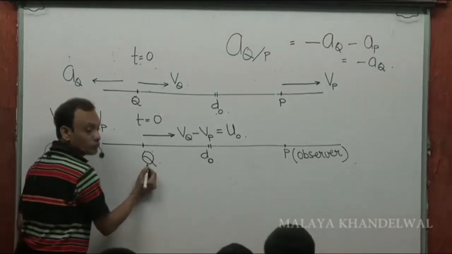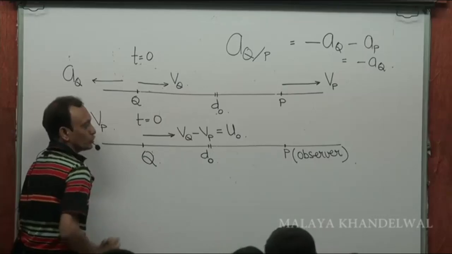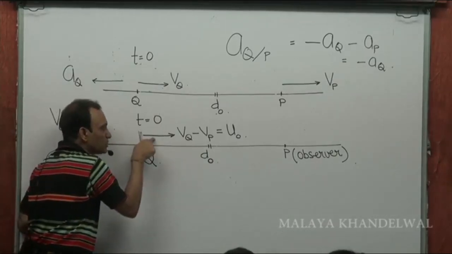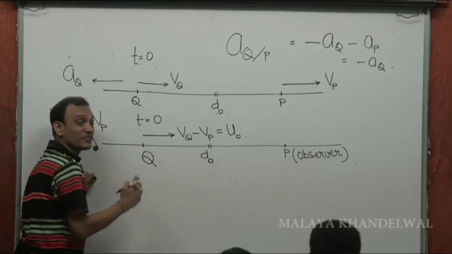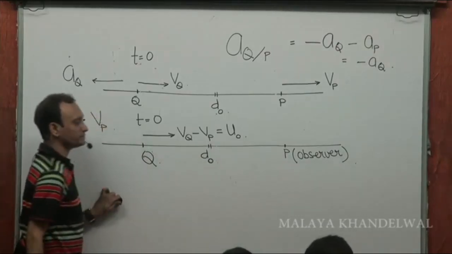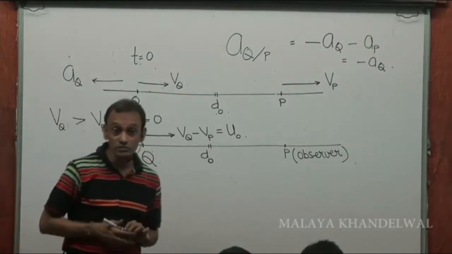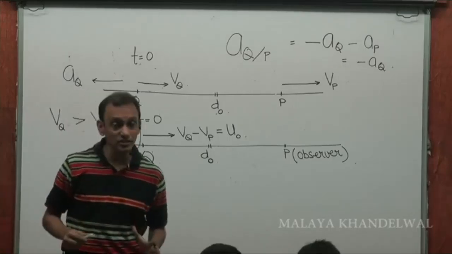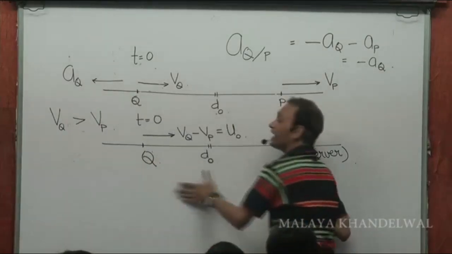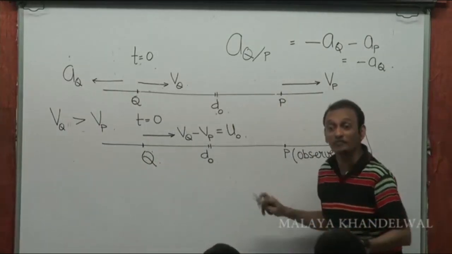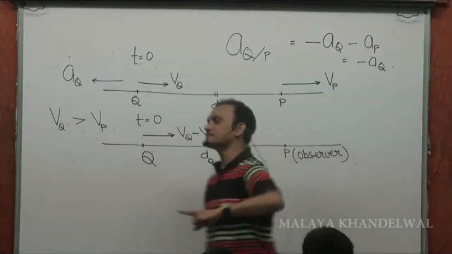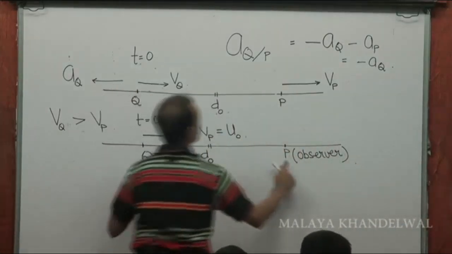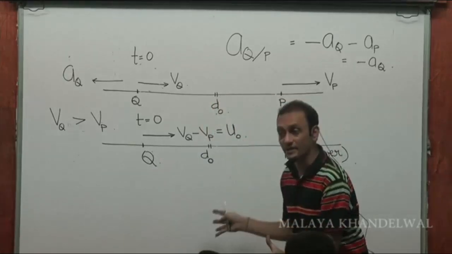Where acceleration of Q is minus AQ. It's as if Q has a velocity VQ minus VP to the right, and it has an acceleration minus AQ, right? Constant acceleration, as seen by P. So in this equivalent situation, I can apply S equal to ut plus half at squared for a constant acceleration case, where this S will be the separation between P and Q, that is the relative separation.